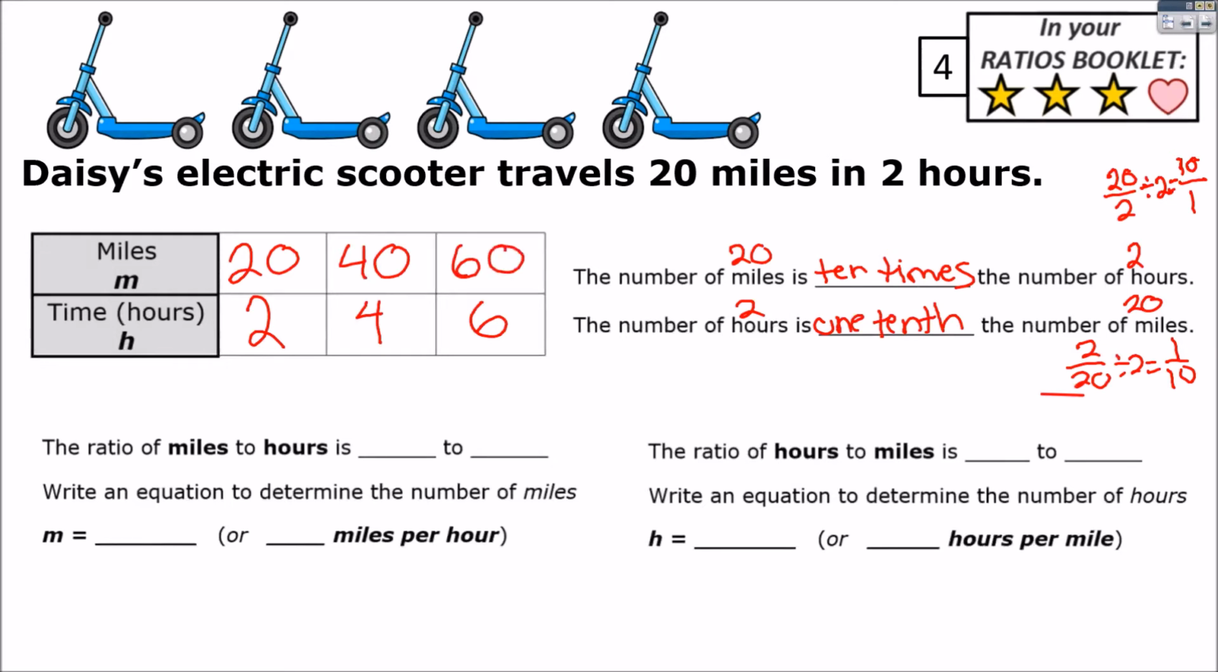We've broken it down. Now what would the ratio be below? Ratio, miles, miles is 20, 2 hours, 2. Remember, write your fraction. We know it's 20 over 2, which we already solved all the way over there, which is 10 over 1. 10, 2, 1.